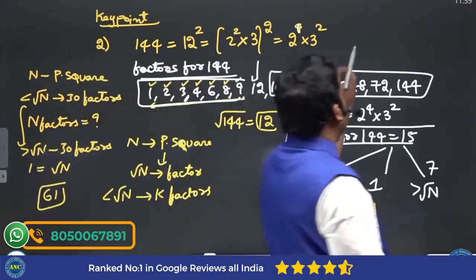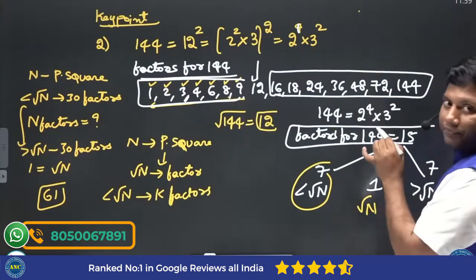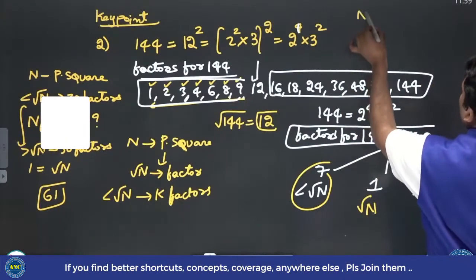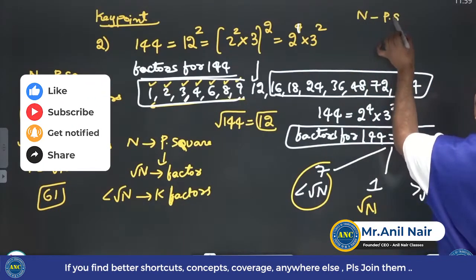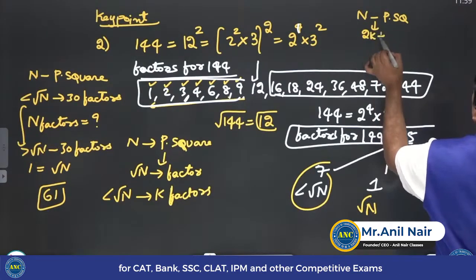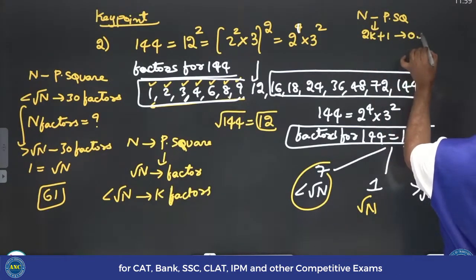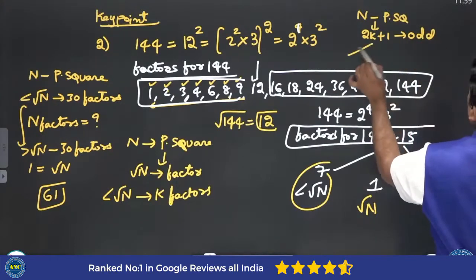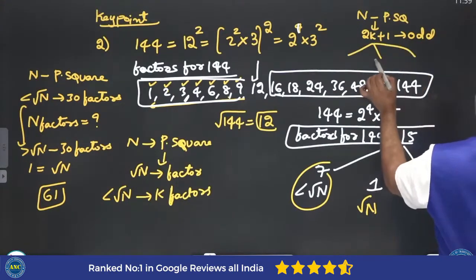A perfect square always has an odd number of factors. Suppose I write it down here: if n is a perfect square, it has an odd number of factors, so 2k plus 1 factors.